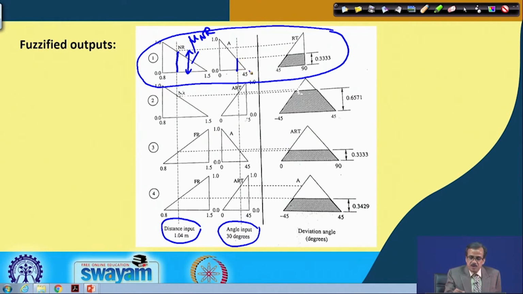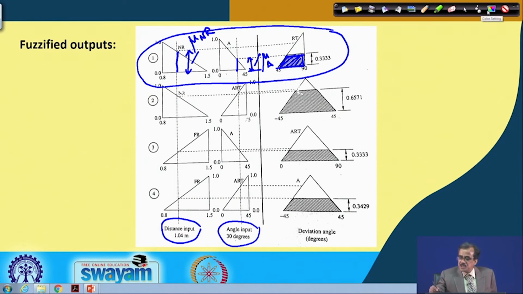So, this particular mu is nothing but your mu a. Now, we will compare mu n r and your mu a, and there is an AND operator, a minimum operator. So, we will try to find out the minimum between this mu n r and mu a, and if you see, the minimum is nothing but your mu a. So, I will be getting the output of the first fired rule something like this. This shaded area is the output corresponding to the first fired rule.